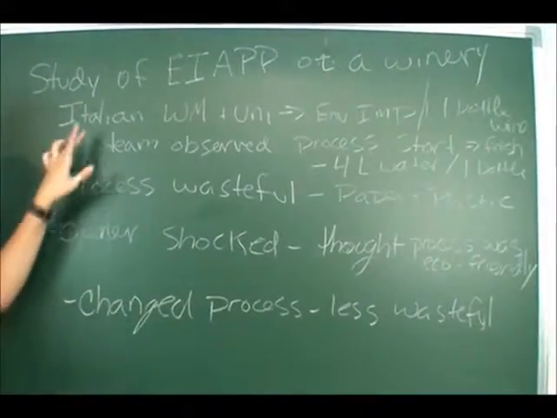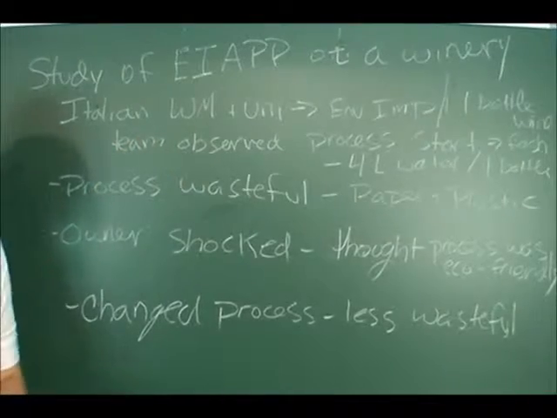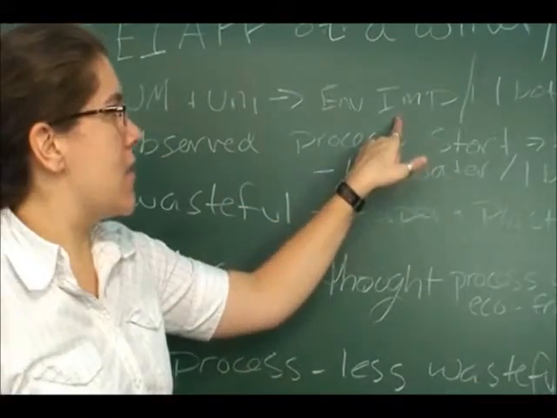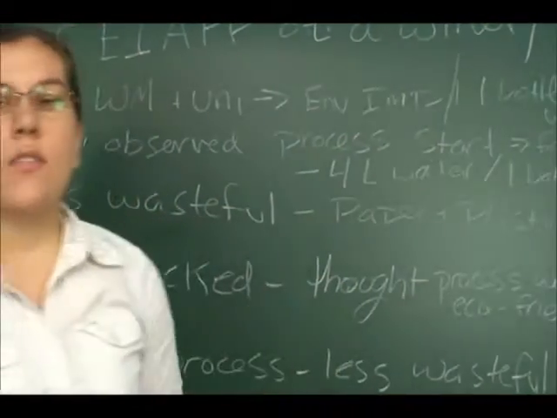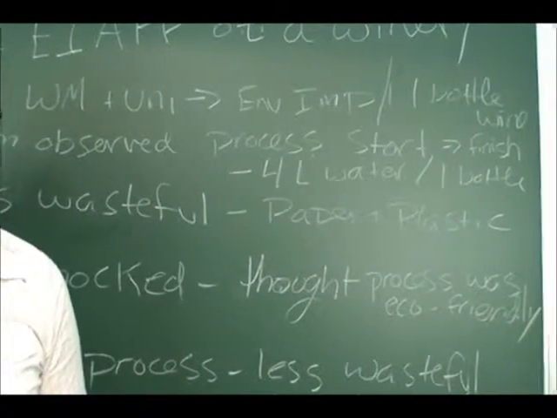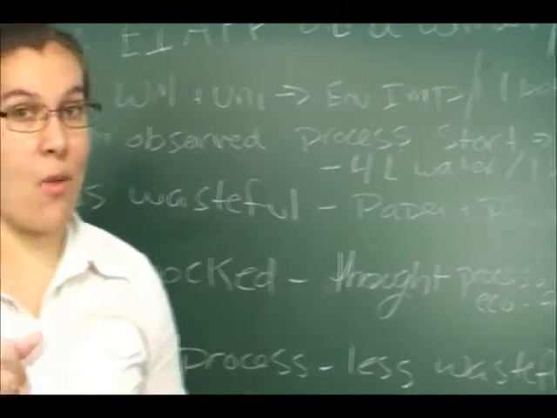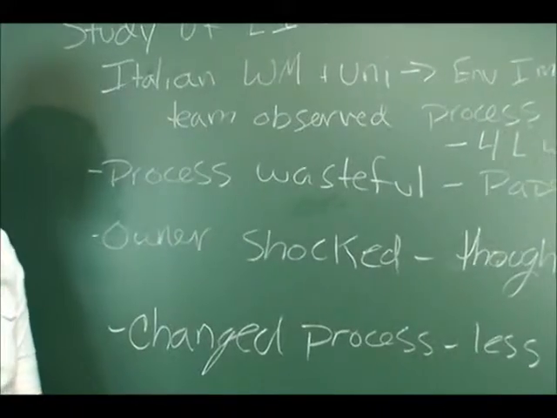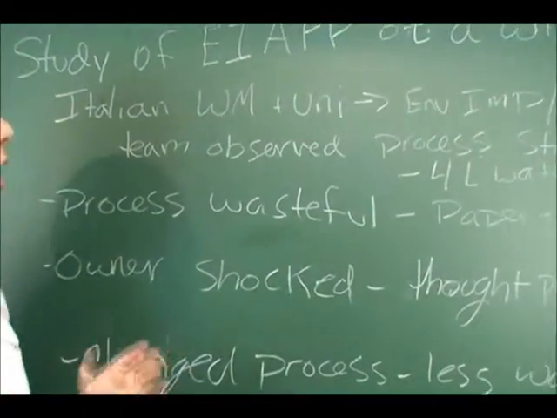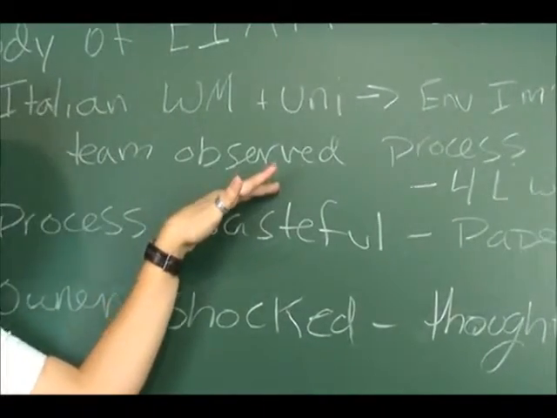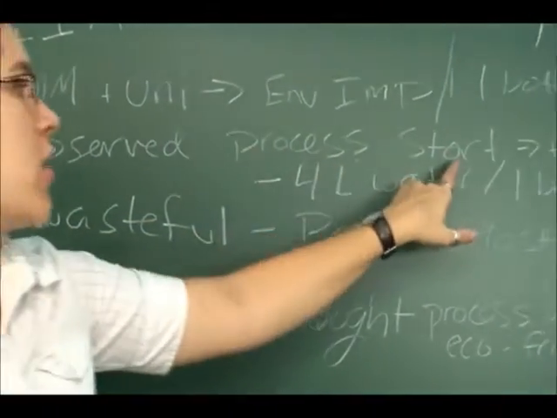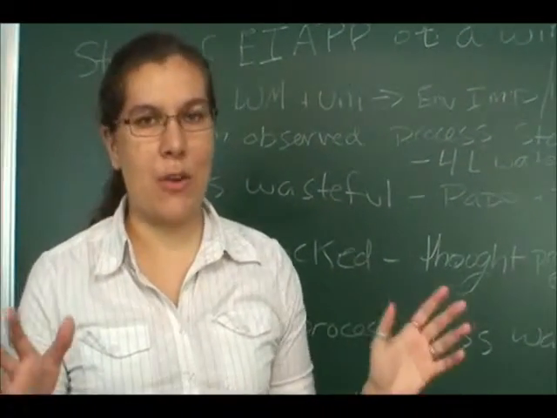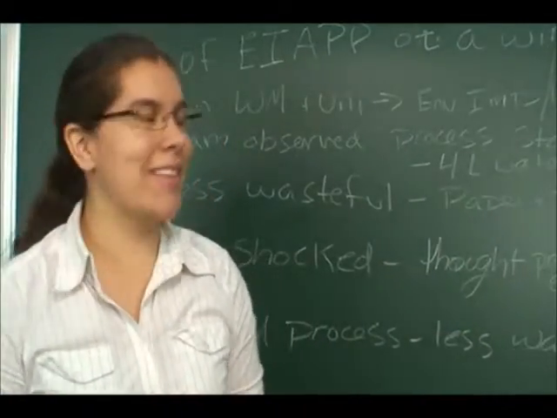And what happened was this Italian winemaker and a university wanted to know the environmental impact of producing one bottle of wine. So they're determining the environmental impact of the production process of one bottle of wine. So a team of experts, or people who knew what they were doing, observed or watched the winemaking process from start to finish, from the very beginning, from when they picked grapes to the very end when they fermented the grapes and then drank it, I suppose.